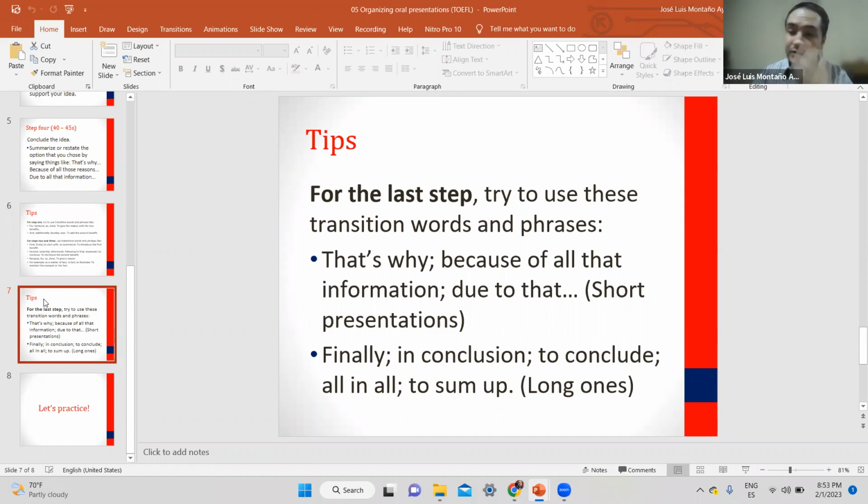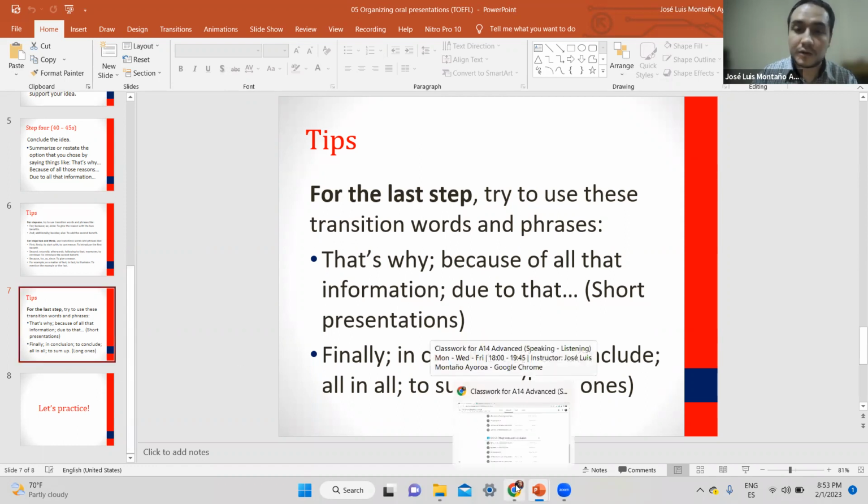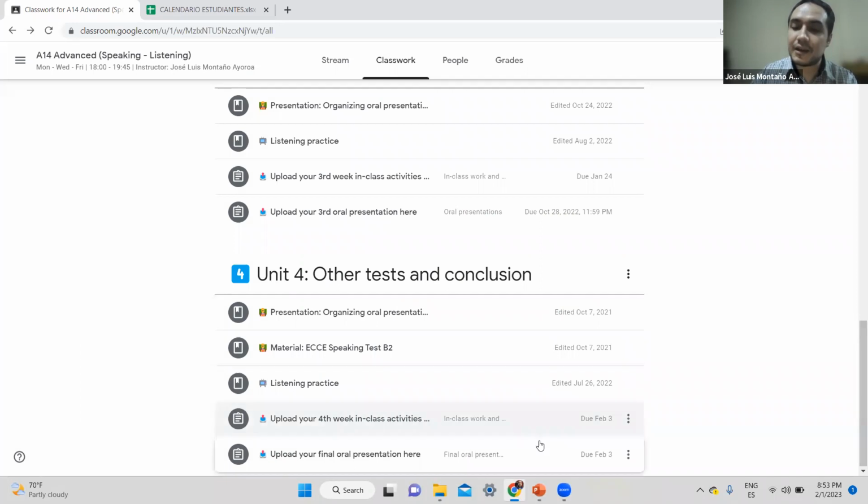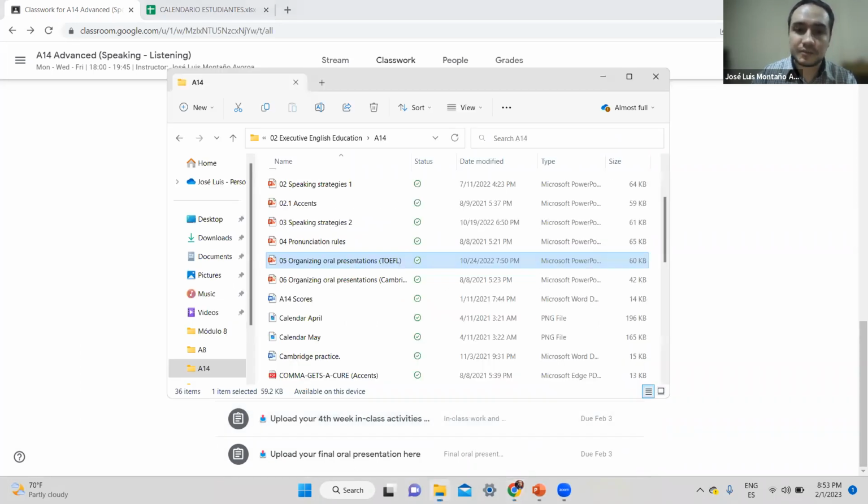So that's a review of the TOEFL. Well, one task that the TOEFL is going to require you to complete. And now we're going to go to Cambridge, right?